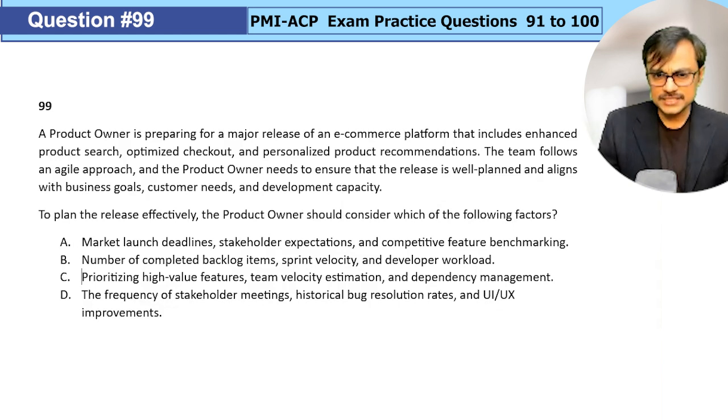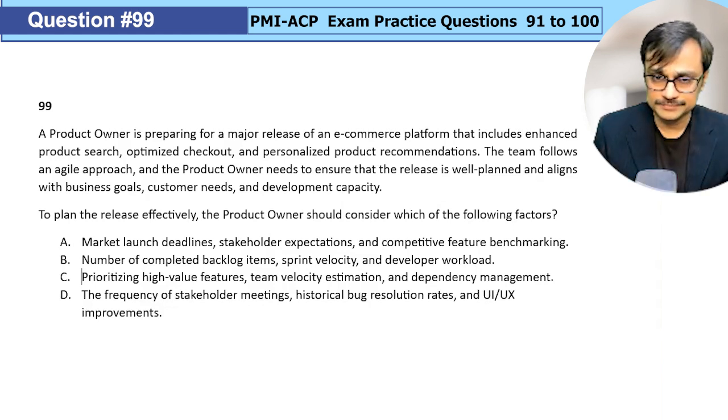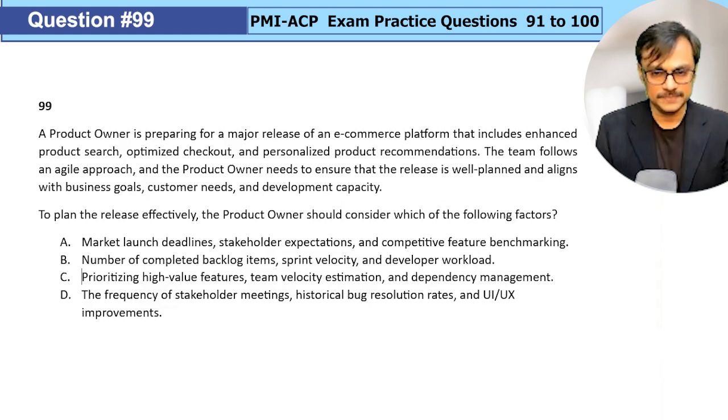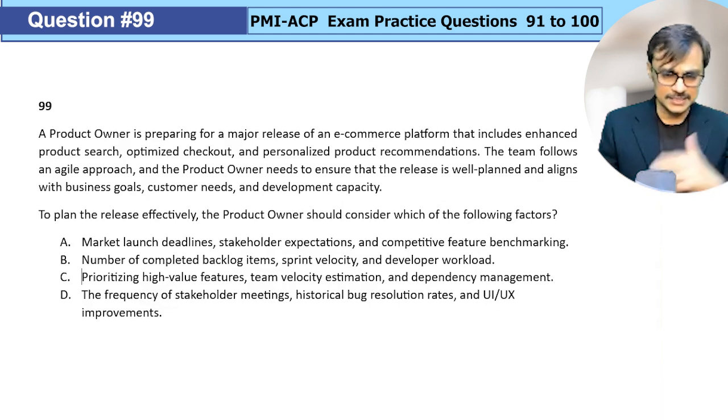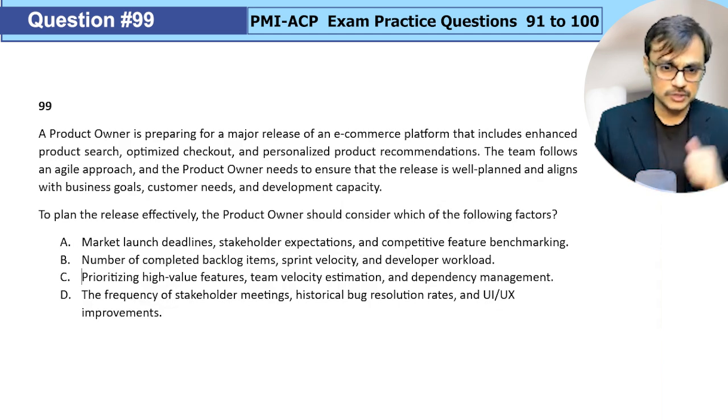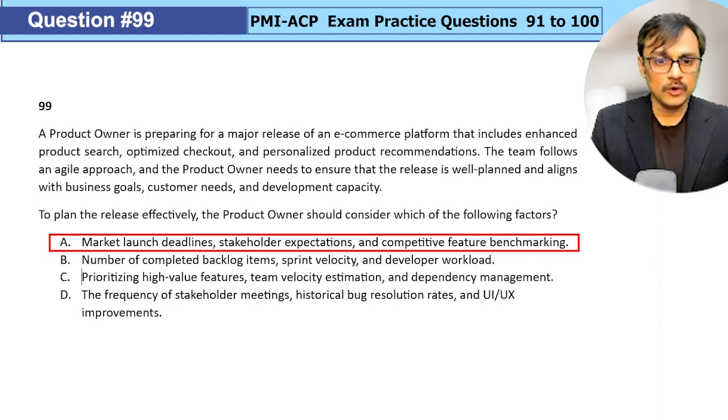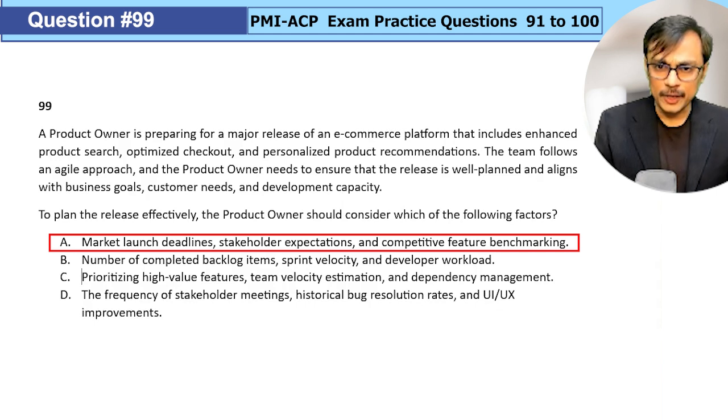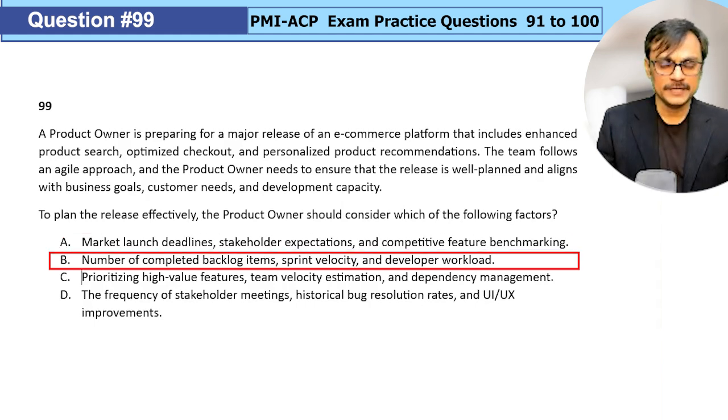Yeah. So in simple words, I am doing release planning, and I need to find out which inputs or factors I should consider while doing the release planning. I can ignore the noise of e-commerce, this, that, but I'm doing release planning. That's very obvious. So what should I consider? Option A, market launch deadlines may make sense. Yeah, it's an overall goal. Stakeholder expectation, yes. And competitive features benchmarking, all this will be a prioritized backlog. In simple words, that's something that can be seen. Let's see option B. Number of completed backlog items, sprint velocity, and developers' workload.